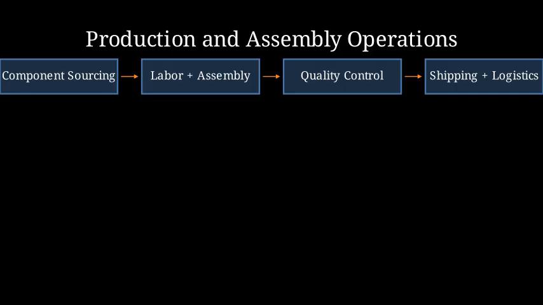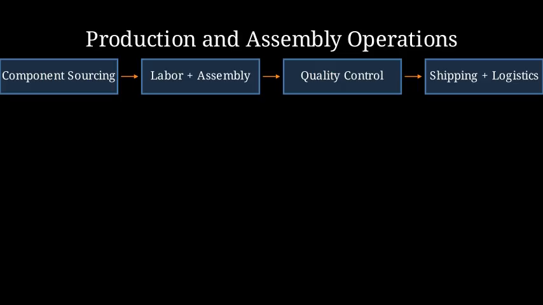Let's slow down and interpret each stage. First, component sourcing means your company buys parts like batteries, engines, or cameras from external suppliers. Next, labor and assembly means workers combine those parts into a finished product. Often this step is tracked by workstation capacity or how many teams you have on the line.